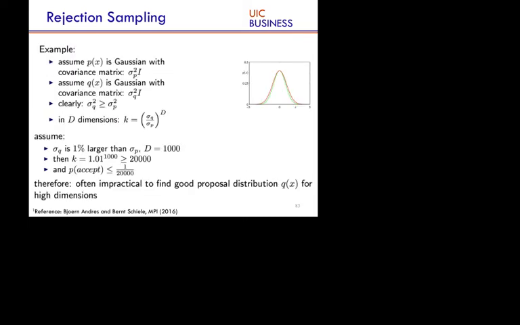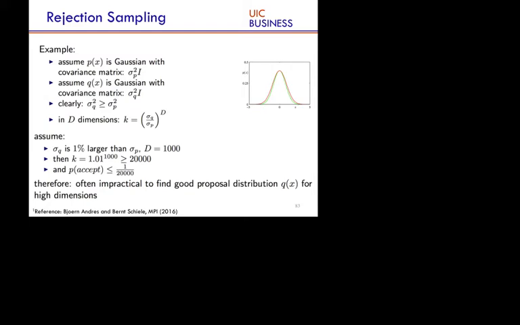In fact, I have a slide here. Let's say p of x is Gaussian with some covariance, and q of x is also Gaussian with some covariance. In fact, p of x need not be Gaussian. That's the whole point, right? If you don't know how to sample from p, that's when you do rejection sampling. But let's say p of x is Gaussian for a theoretical argument. Let's say also that the variance of q of x is greater than the variance of p, because it has to be on top of p, right?